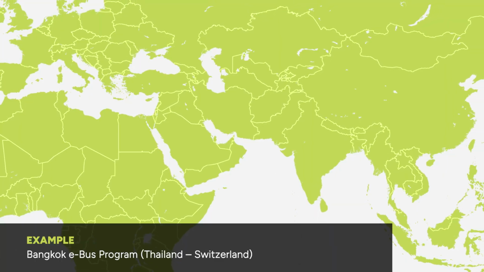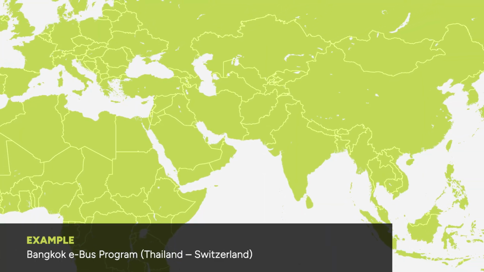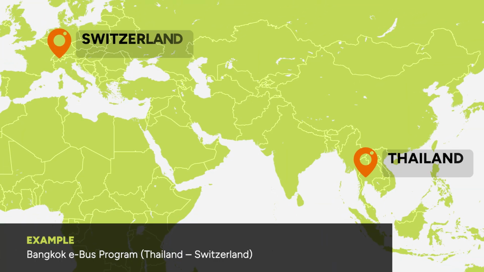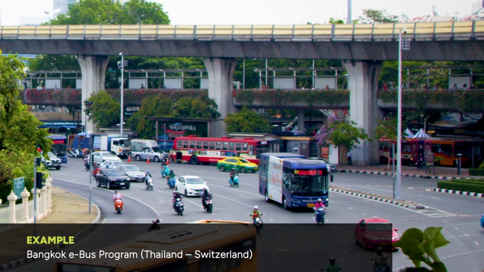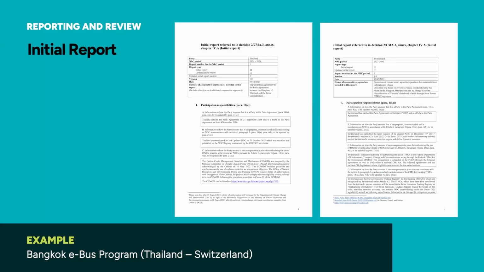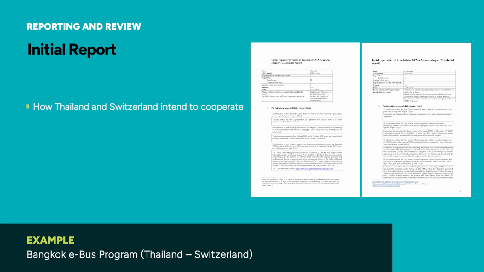To support transparency and integrity under Article 6.2, Thailand and Switzerland report extensively on their cooperation in the first Article 6 project, the Bangkok e-bus program. Initial report, both countries submitted initial reports outlining how they intend to cooperate, including the framework and authorization arrangements for the project.